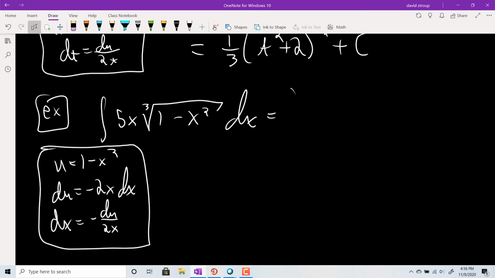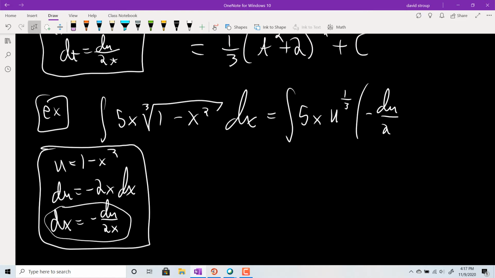Okay, so here we go. I have the integral of 5x times the cube root of u, so that would just be u to the 1/3, times dx, which I'm doing this substitution. dx is negative du over 2x.